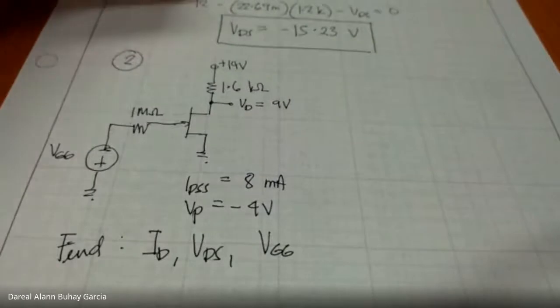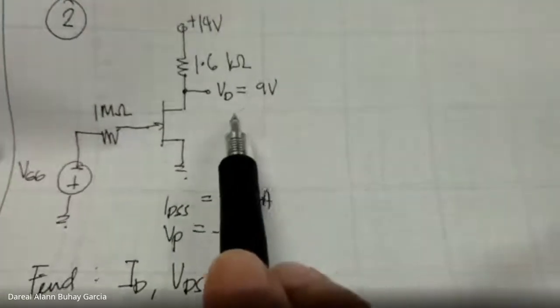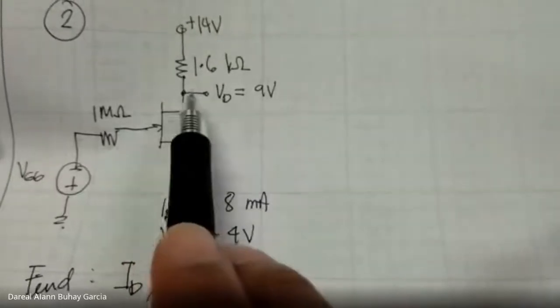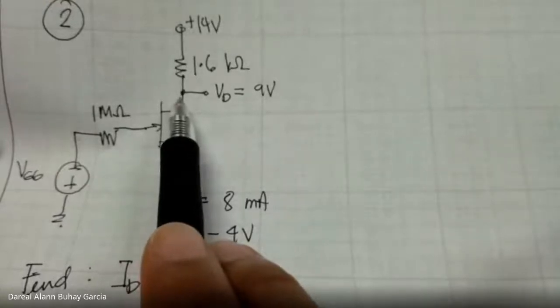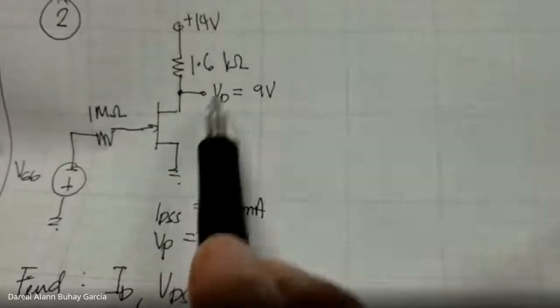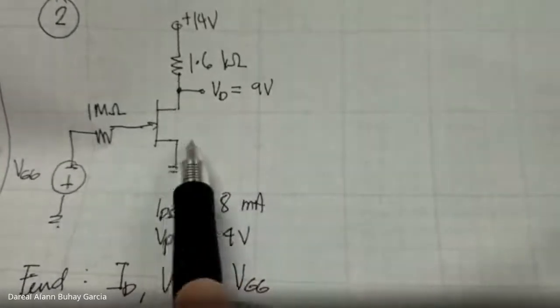Well, there's a given because this is a fixed bias. VDD is equal to VD, which is 9 volts. And 9 volts is measured from here to the ground, and our source is connected to the ground. So VDS is equal to VD is equal to 9 volts.